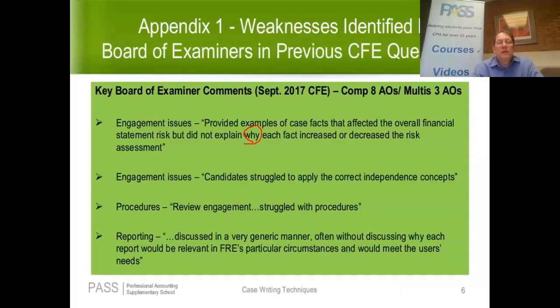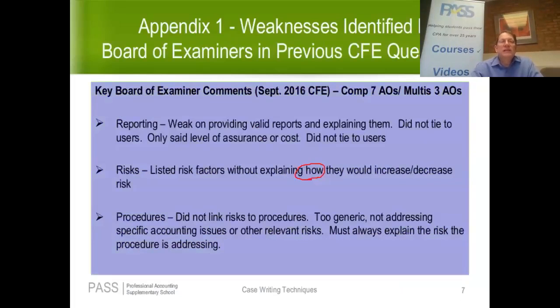The Board of Examiners, in their comments, 2017, major overall comments. What's the criticism? You're not explaining why the risk is going up or down. 2016, the Board of Examiners listed risk factors without explaining how they would increase or decrease risk. Those are the big criticisms.